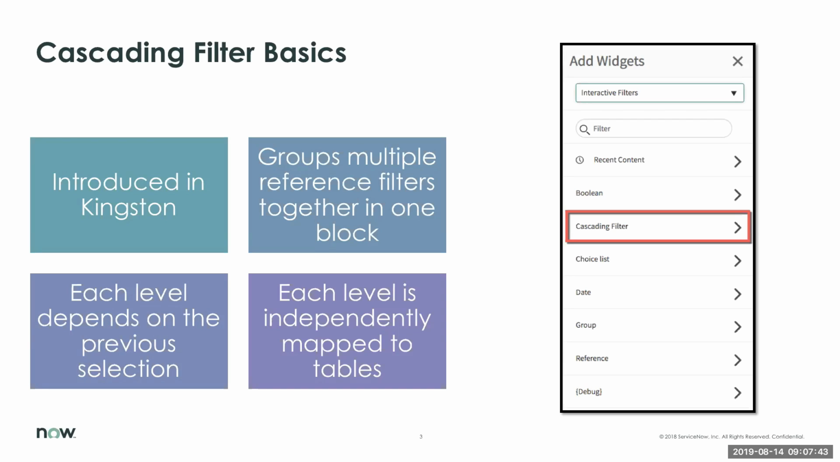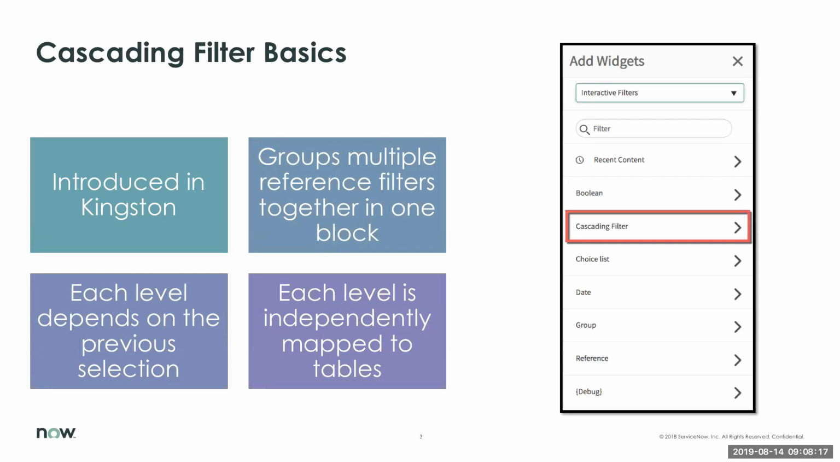It groups multiple reference filters together and combines them so that they're dependent on each other, and each section builds on it. So I pick the first level, which then refines the choices in the second level. This is different than normal interactive filters where they're each independent. With a normal reference filter, I may have an interactive filter on assignment group, and I may have one on assign to, but they're not related to each other. So I have all the possible assign tos in one filter, all the possible assignment groups in another, and I can pick combinations that don't return any results.